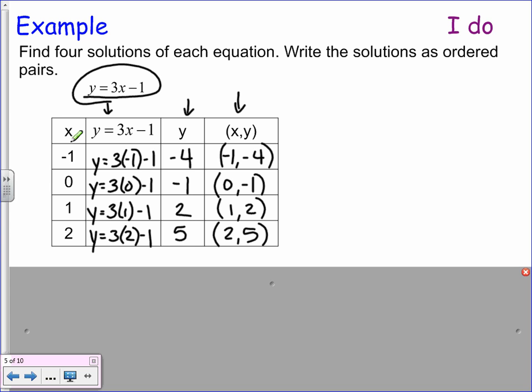So when it asks you to write the solutions as ordered pairs, this is your final answer. This column right here, those 4 solutions as ordered pairs are going to be your answer.